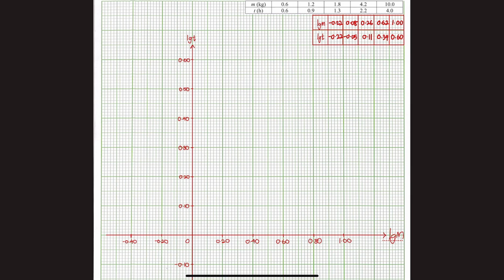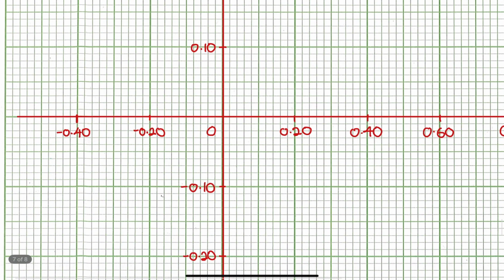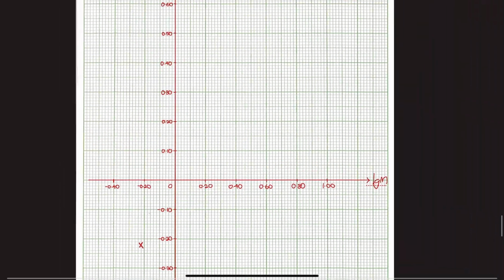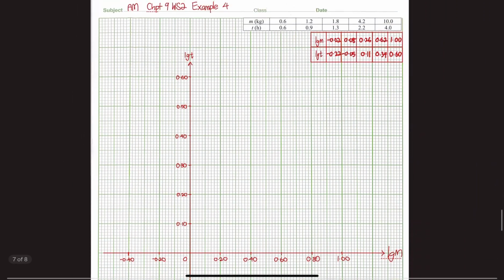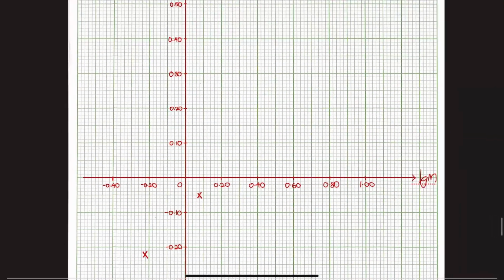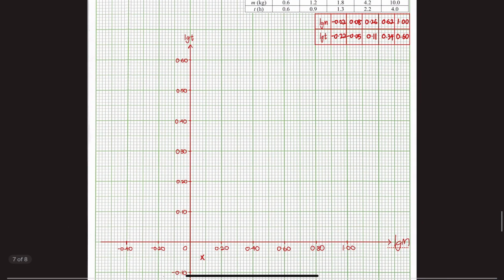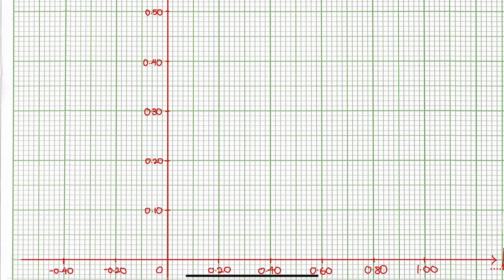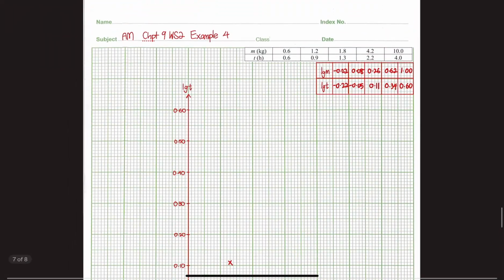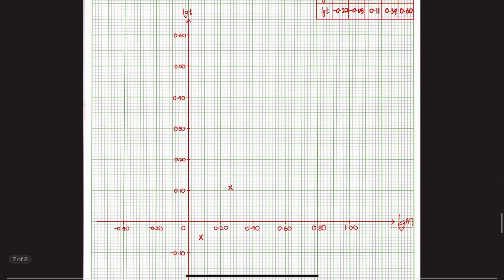And now I plot my points. I should get, let's see, negative 0.22. I should get something like one point here. Then 0.08, negative 0.05 here, 0.26, 0.11, 0.62, 0.34.